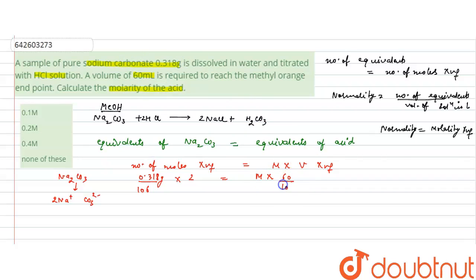So we will convert this into liters by dividing by 1000, and N factor for the acid HCl will be 1 because it will give H positive and Cl negative ions. So the charge on the ions is 1. Now we can calculate the molarity by calculating this. So molarity is 0.1 molar after calculation. So the molarity of the acid is 0.1 molar. The first option is the correct option.